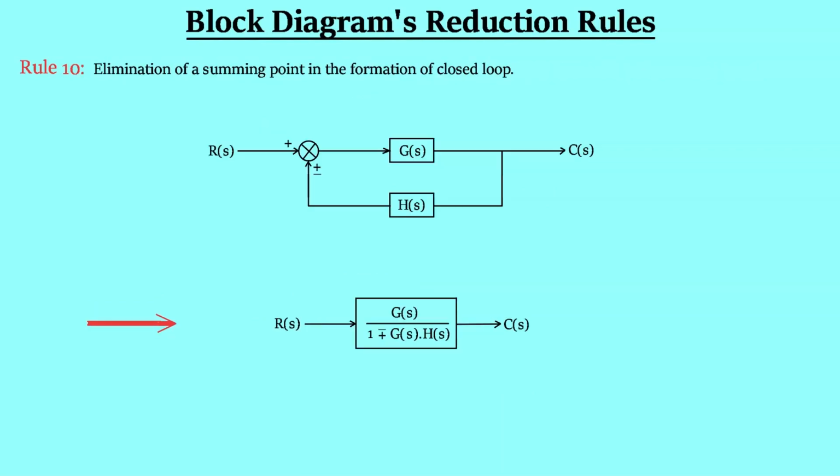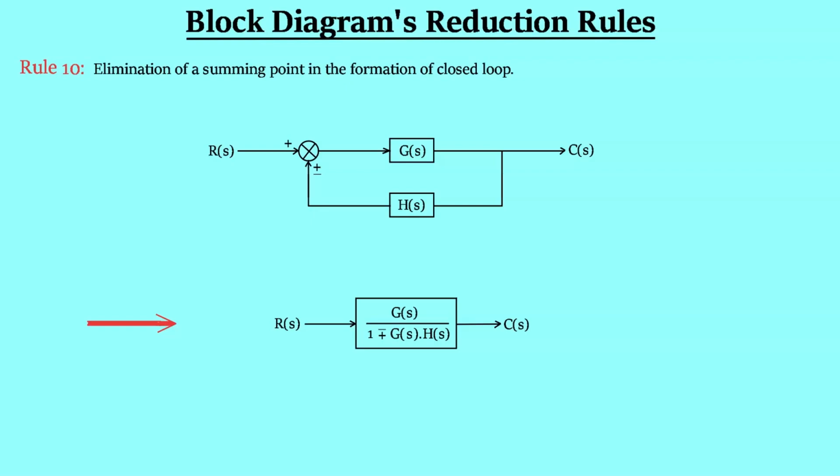Rule 10. Elimination of a summing point in the formation of closed loop. This rule has a derivation, but we have already seen that derivation when we talked about negative and positive feedback systems. This rule is very important, as you are going to use it in almost every block diagram. Try to derive it yourself, otherwise watch the lectures where I have derived the transfer function of negative and positive feedback systems.